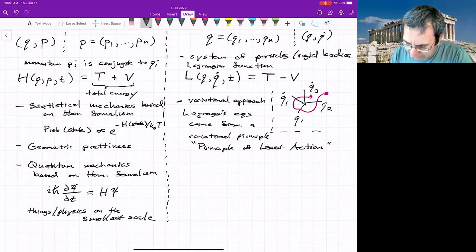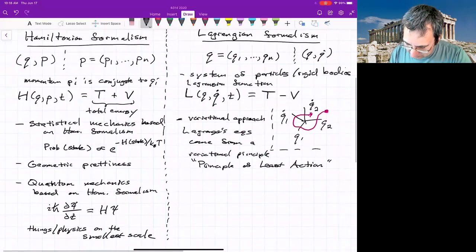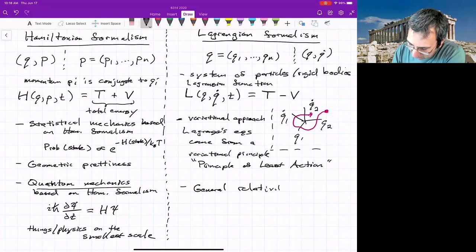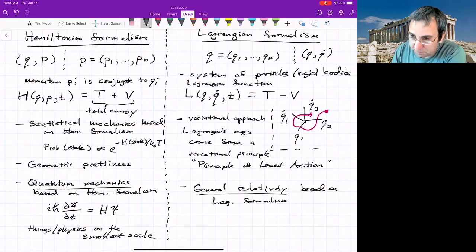So let's not neglect the Lagrangian formalism. It's got some things that it does. General relativity is based on the Lagrangian formalism. And you can kind of see this contrast. Quantum mechanics on the one side, general relativity on the other. So this is based on a Lagrangian formalism. And that has to do with gravity, when gravity is very strong, origin of the universe, cosmology. So the universe on the largest scale.